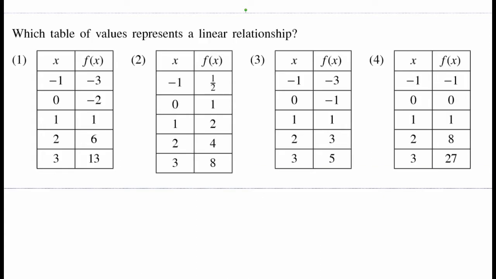Which table of values represents a linear relationship? Well, linear functions grow by equal differences over equal intervals and have a constant rate of change. What makes me linear? A constant average rate of change. So we look at the pattern.